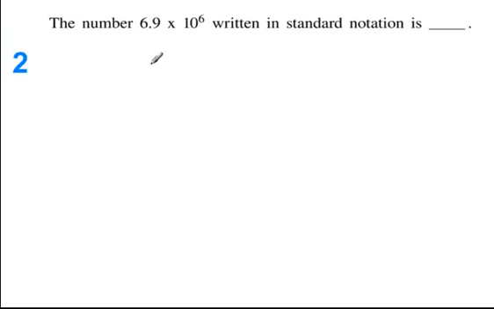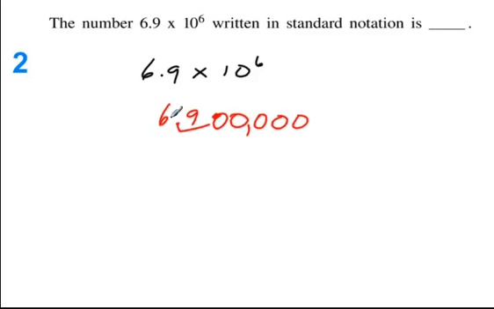Number 2, the number 6.9 times 10 to the 6th written in standard notation is, so that's the same type of problem we just had. I'm going to take that number and move the decimal 6 places to the right. So I move it once. How many more zeros do I have to go? 5. 1, 2, 3, 4, 5. Put your commas in the right place and then rewrite it appropriately. 6,900,000. Basically, we use scientific notation when we have lots of zeros, either zeros at the end of a large number or zeros in our decimals.